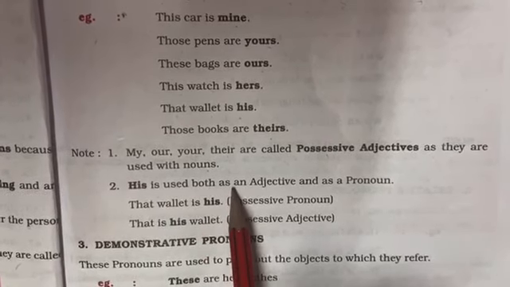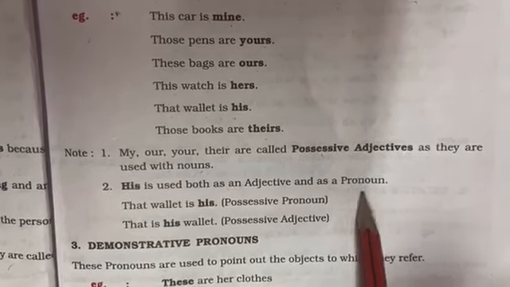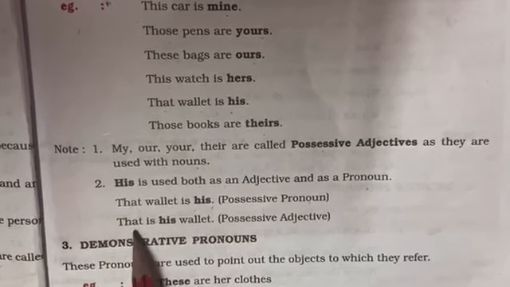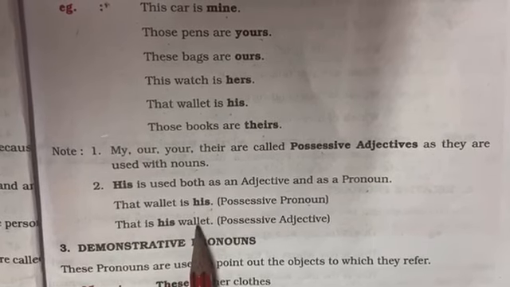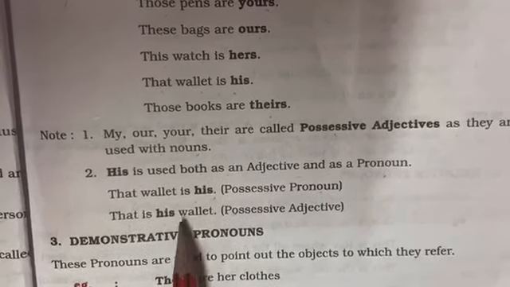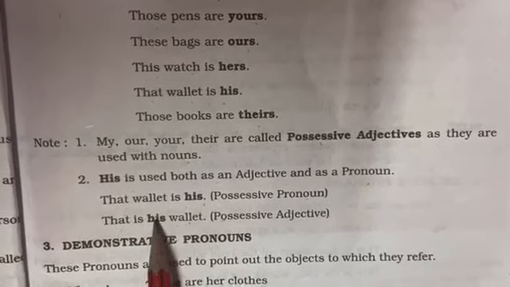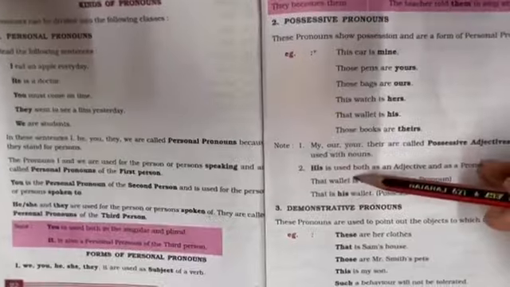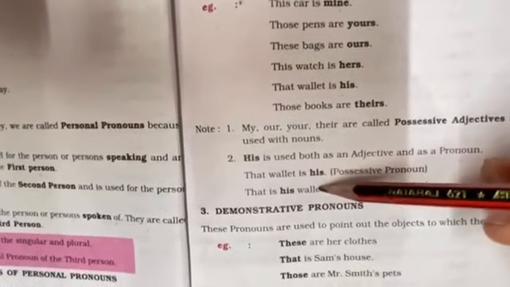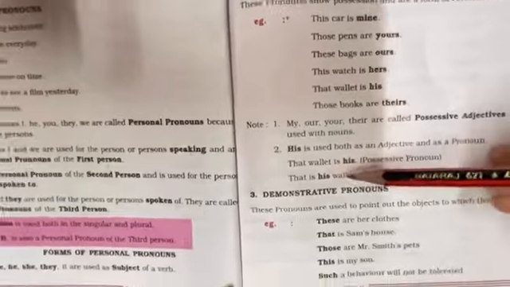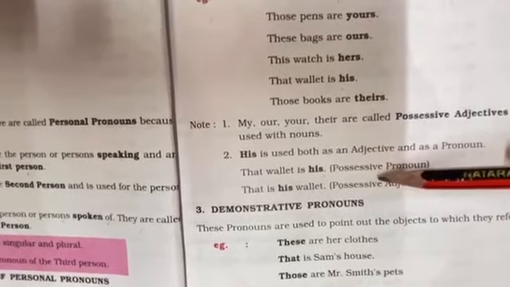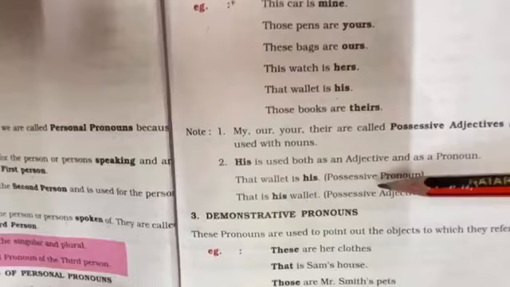His is used both as an adjective and as a pronoun. That wallet is his. Here, his is used as a possessive pronoun. But in the sentence, that is his wallet, his here has been used as a possessive adjective because it has been used with a noun. His wallet. Note the difference. That wallet is his is a possessive pronoun. That is his wallet. His has been used with the noun wallet. So here his is a possessive adjective. So whenever you're going to use his with a noun, it's going to be a possessive adjective and not a possessive pronoun. Remember the difference.